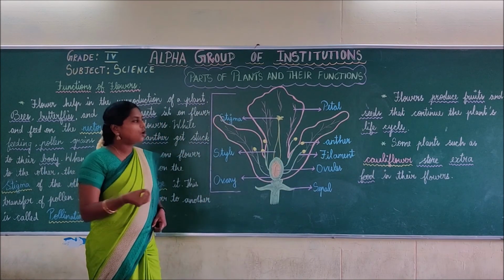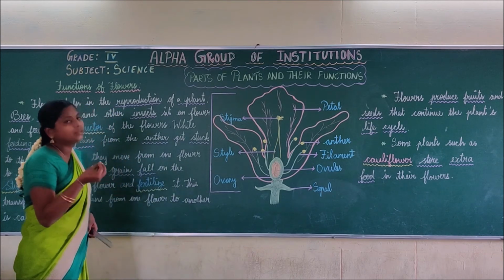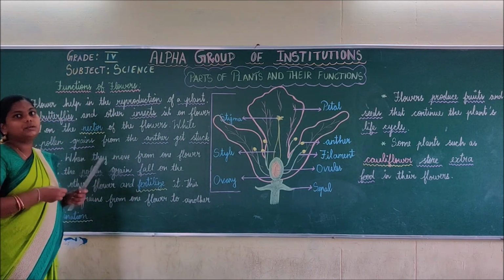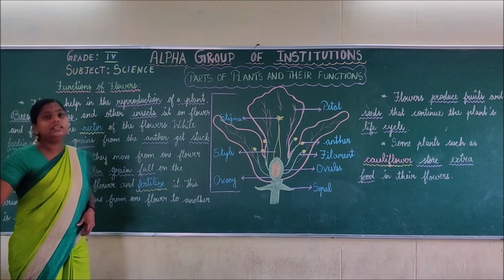So we cook cauliflower, isn't it? It is a beautiful white flower, and we cook and eat it. It is very healthy for our health. So what is happening here? The extra food is stored in the flower.